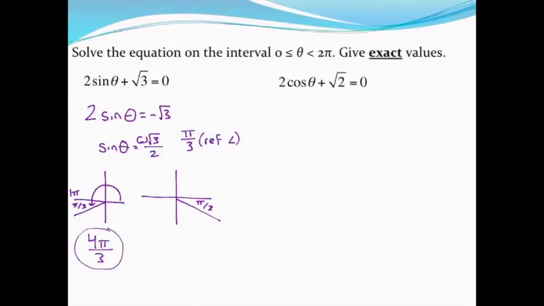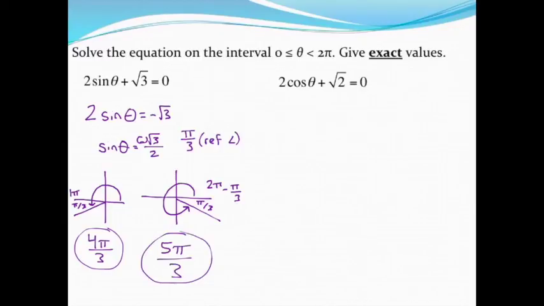Over here in quadrant 4, I could think about it as I didn't quite do a full circle. A full circle would have been 2 pi, but I've gone a little bit less than that. So 2 pi minus pi over 3 gets me the second angle of 5 pi over 3. So again, there's my two answers, because there's two quadrants where sine could be negative.